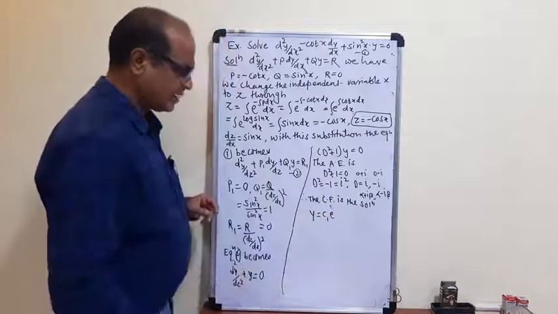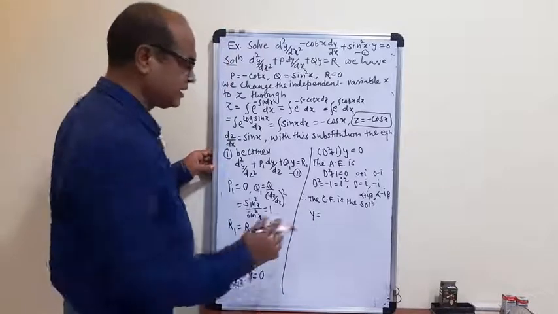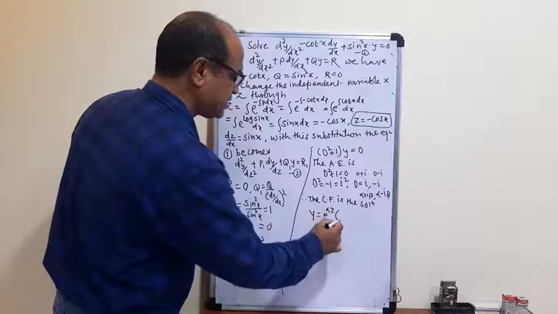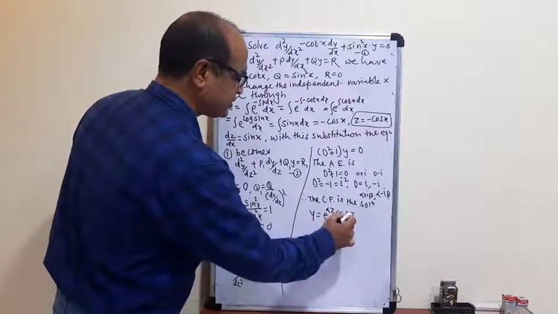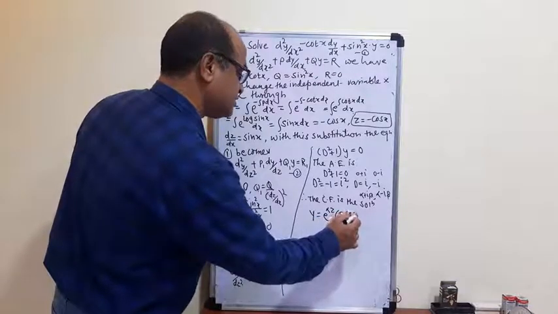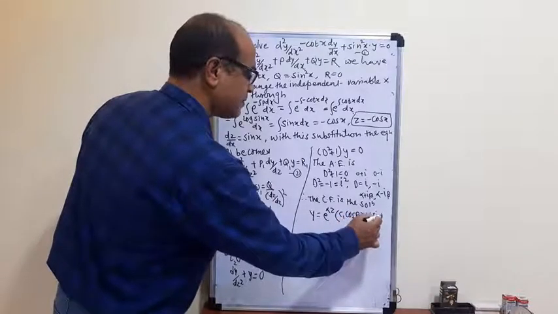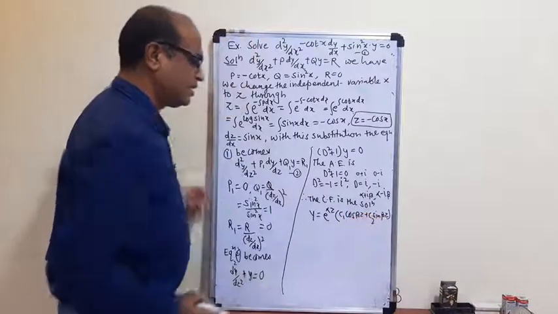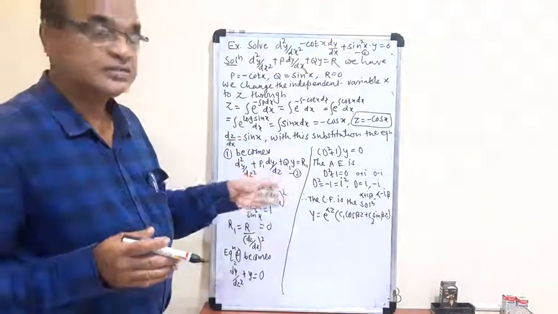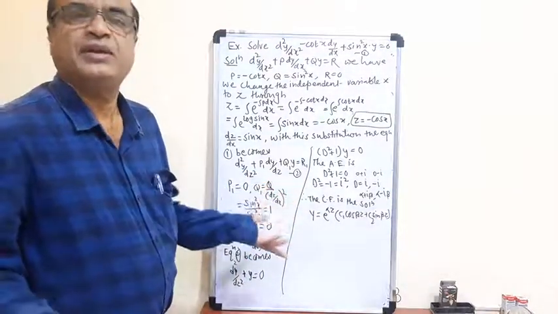No, so what happened here? The roots are complex. Then what is the solution here? It is e raised to alpha z, then C1 cos beta z plus C2 sin beta z. So when the roots are complex, then the complementary function is this. We solved many examples where the roots are complex.